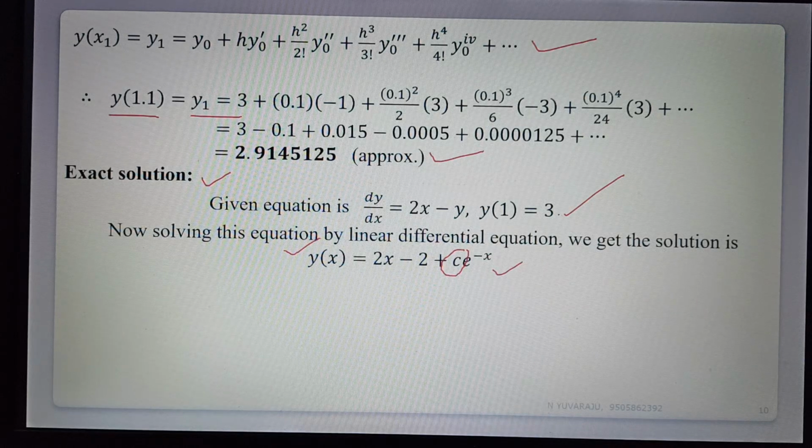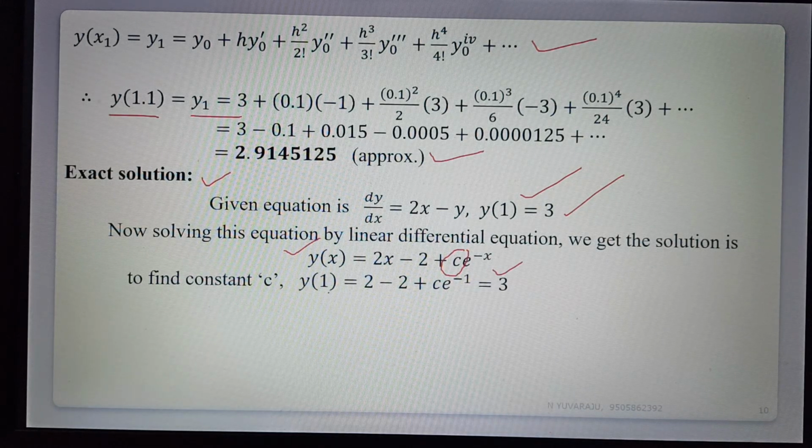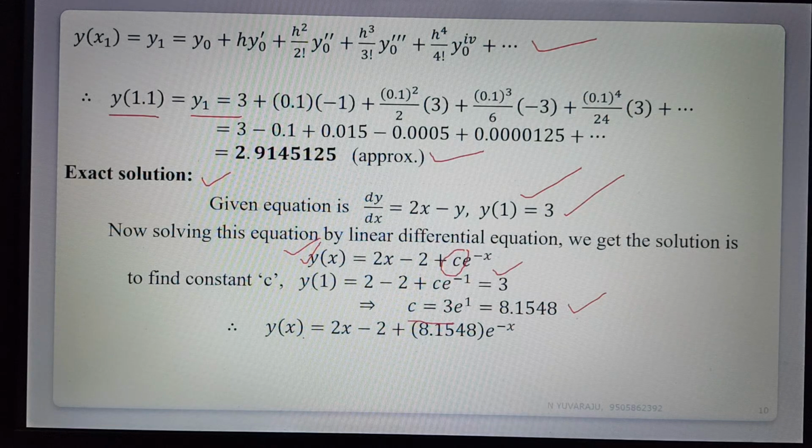We find c by using the initial condition: x is equal to 1 and y is equal to 3 substituted in this solution. So y of 1, with x equal to 1, is equal to 3. So 2 minus 2 plus c into e power minus 1. Therefore c is equal to 3 into e power 1. Substituting the value of e, 3 into e power 1 is 8.1548. This is the c value. Substituting in the above solution, y of x is equal to x minus 2 plus 8.1548 into e power minus x. This is the exact solution.